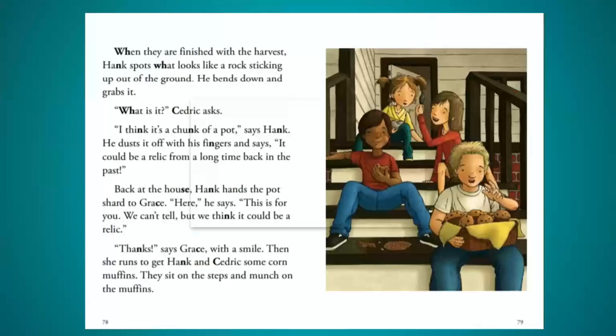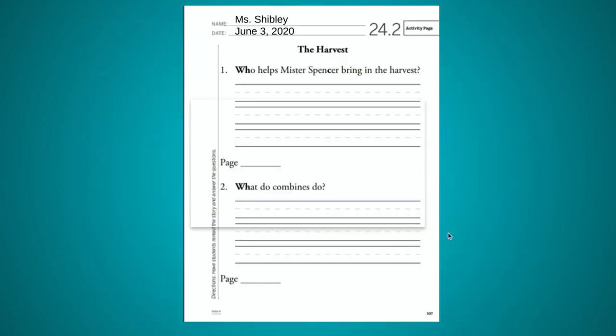And that's the end of our story today, and we do not have any discussion questions, but we do have questions to answer on our activity page. And we're on activity page 107.